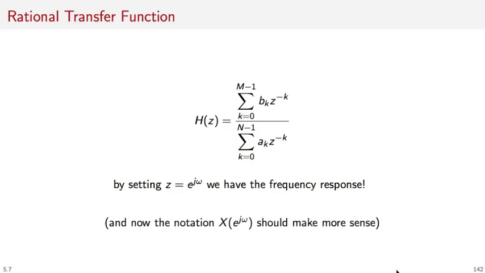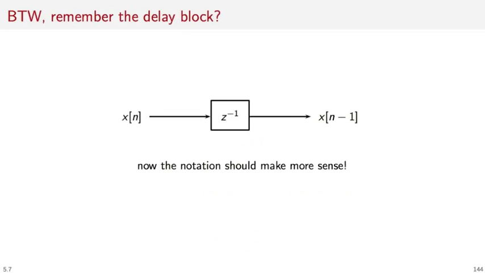It should be clear now why we use the notation X(e to the j omega), although we hadn't defined the z-transform in the beginning of the class, but now this notation should make a lot more sense. Another thing that should make more sense now is the notation that we used in Module 2 for the delay operator. Indeed, the transfer function of a delay by one system is z to the minus 1.